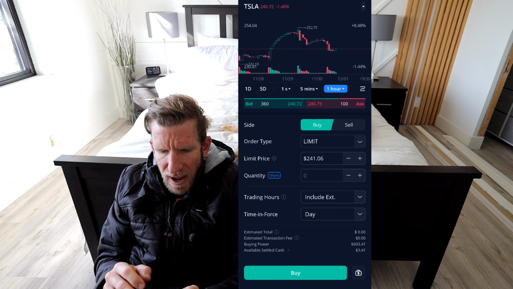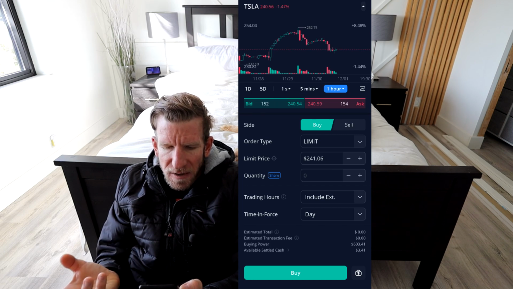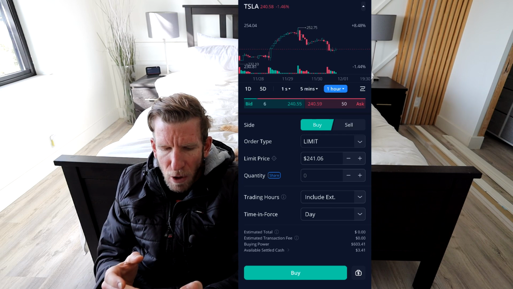Okay, now coming down to the middle area here, it says bid and it says ask. So the bid is what people want to pay for it, and the ask is what people are willing to sell it for right there. So it's a difference of like 4 cents, 5 cents ballpark right there.